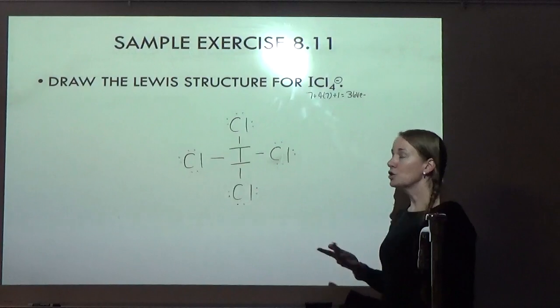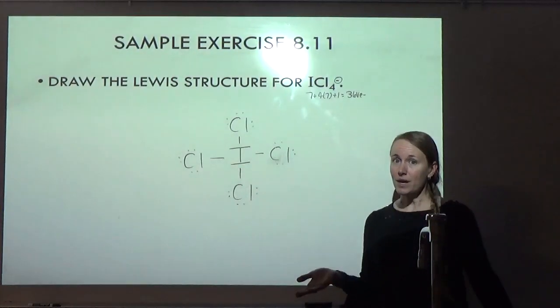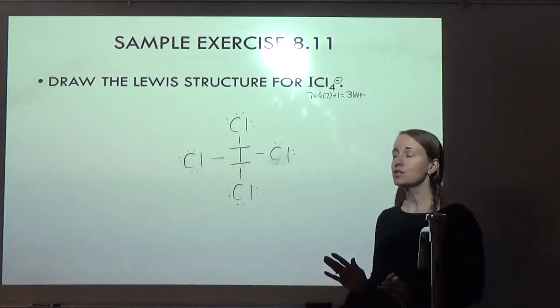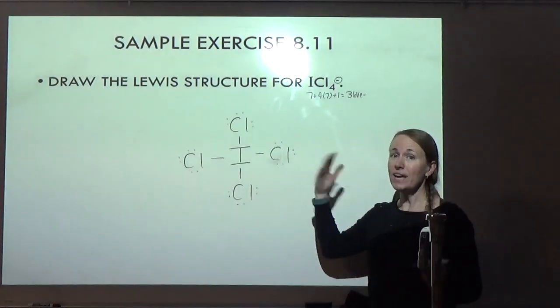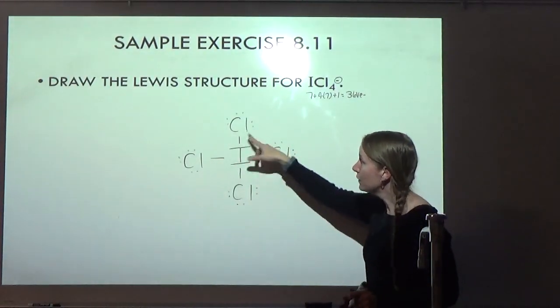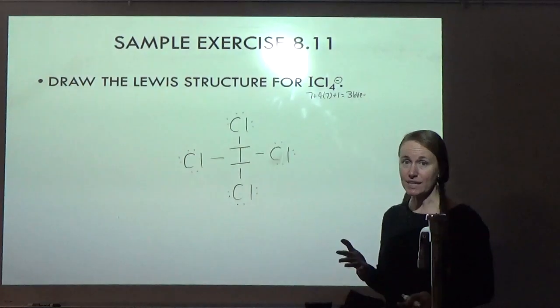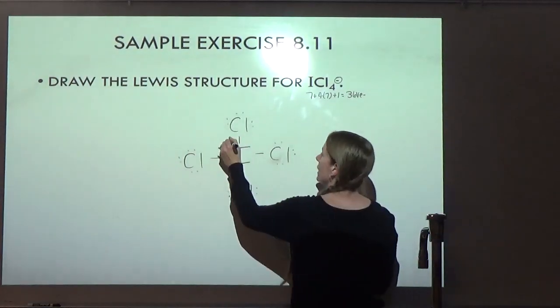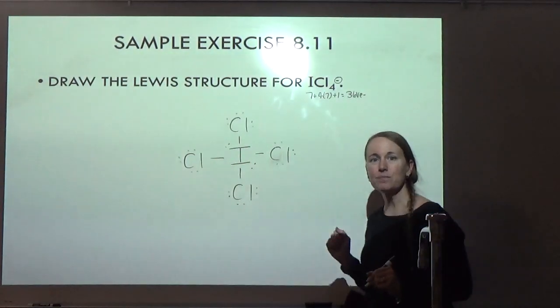So a lot of times y'all will start trying to add multiple bonds. But remember, we add multiple bonds when we have too many. We have too few. We only have 32. We have to have 36. So when that happens, you just put your extra ones on the center atom, just like that.